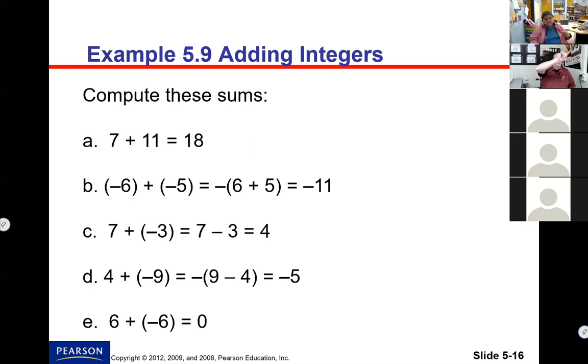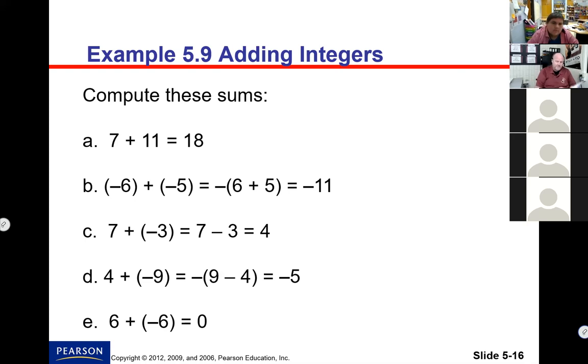I would prefer, for 4 plus -9, to do it as a number line, right? Go +4 and then go back -9. I would like that method better. That's just me. And then the last one, 6 plus -6, that was the last rule. Anything plus its opposite is 0. Okay. So those are just different ways to explain addition for adding integers.